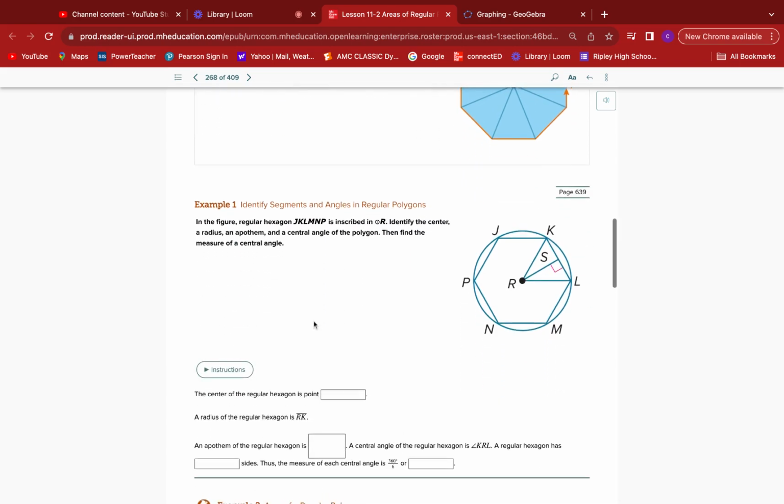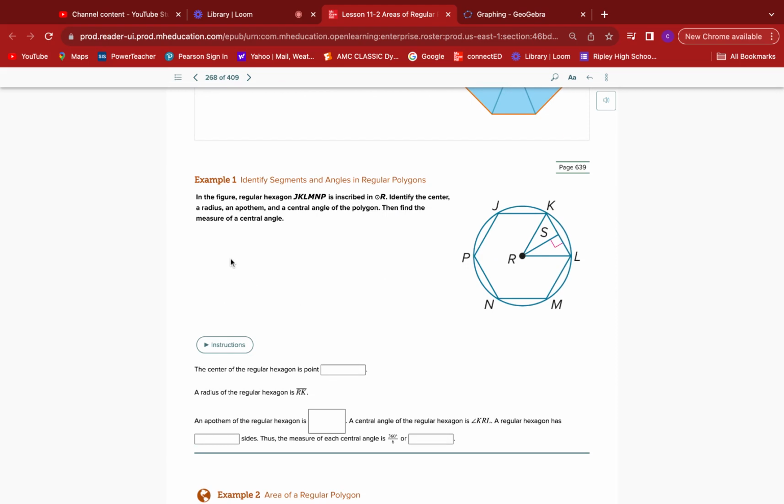All right, here goes. Example number 1. In the figure, regular hexagon JKLMNP is inscribed in circle R, R being the center of your circle. Identify the center, the radius, the apothem, and the central angle of the polygon. Then find the measure of the central angle.